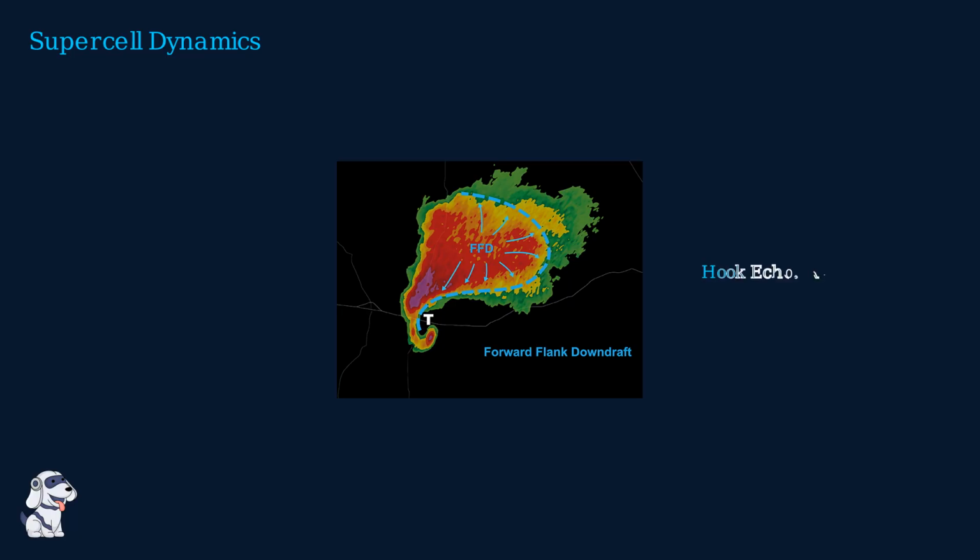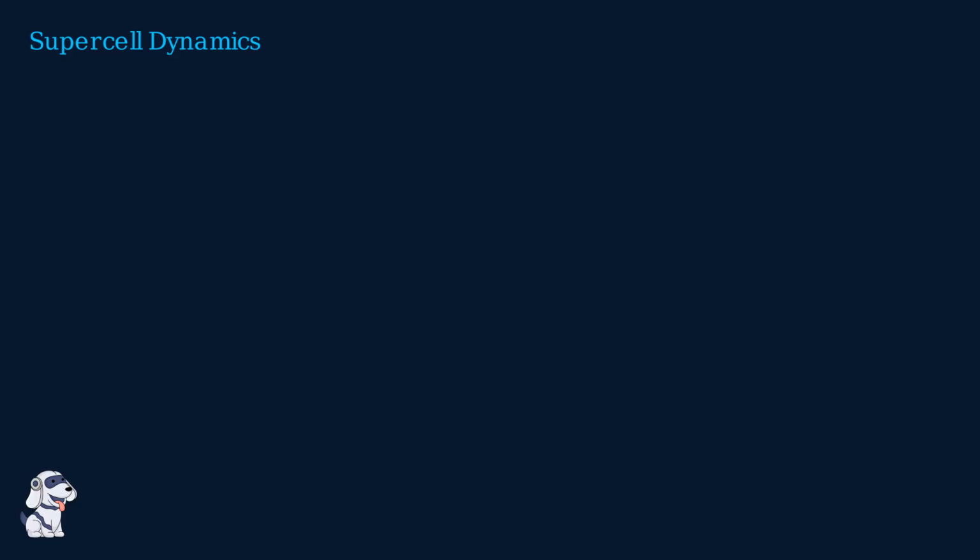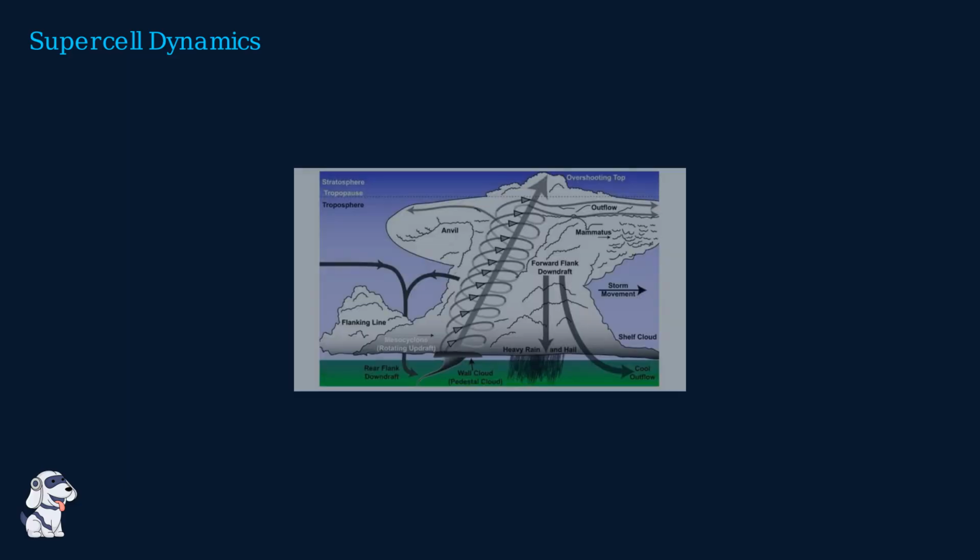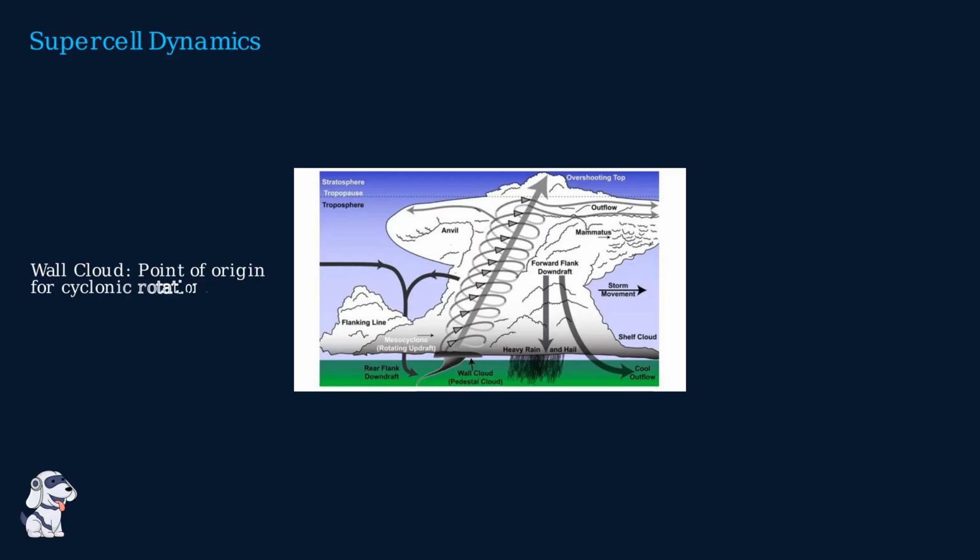Advanced 4D radar imaging allows us to see this rotation in real time. The Hooke echo signature is a clear indicator of a storm beginning to rotate as the mesocyclone develops. This rotating updraft eventually creates a wall cloud, a distinct, lowered cloud feature where tornadoes are most likely to originate.